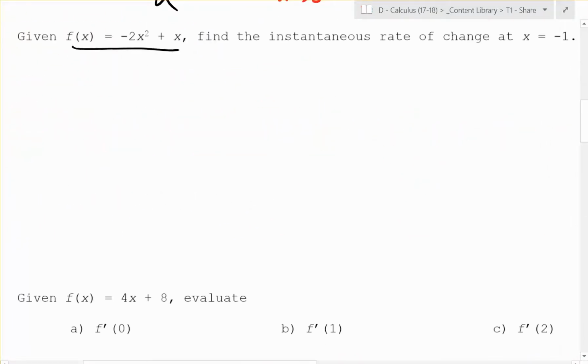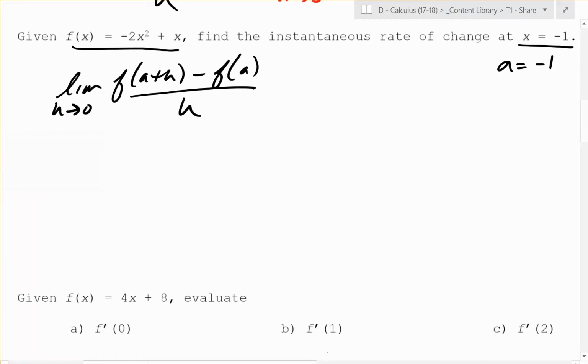We have a new function. We're doing the instantaneous rate of change at x equals -1. So we know that a is equal to -1. And as I said before, please write out the difference quotient as follows. And now carefully evaluate the function.